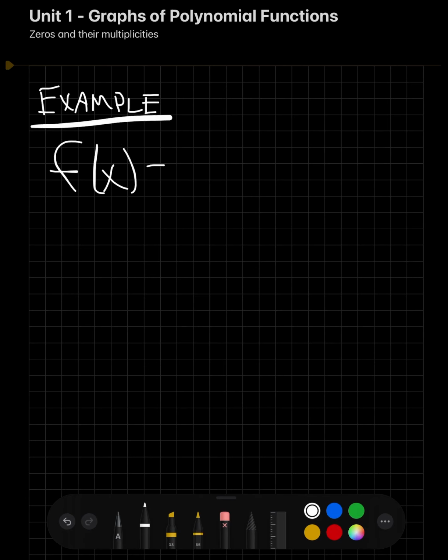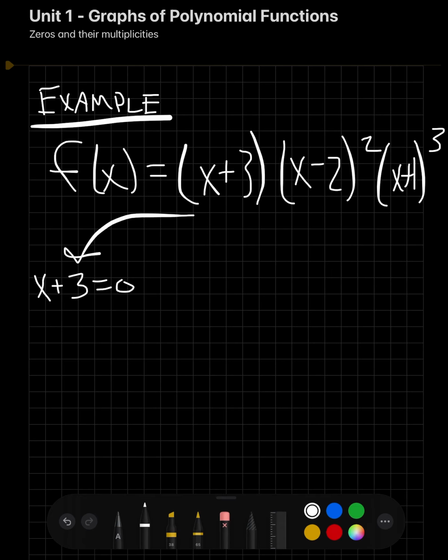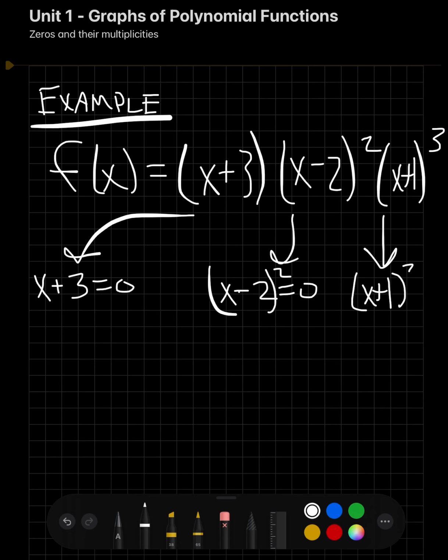Let's look at the function f of x is x plus 3 times x minus 2 squared times x plus 1 to the third power. What's nice about this equation is it's already factored for us. If we want to find the zeros of this function, we could just set each of these factors equal to 0. x plus 3 equals 0, x minus 2 squared is equal to 0, and x plus 1 cubed is equal to 0.